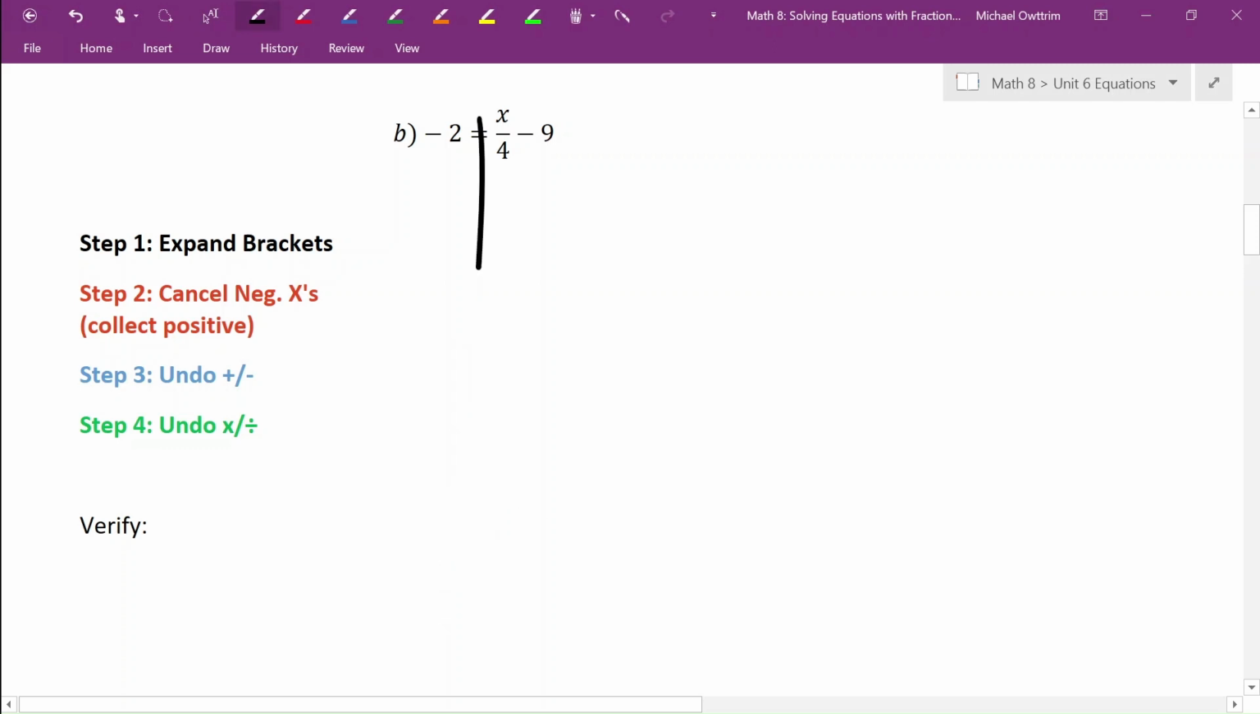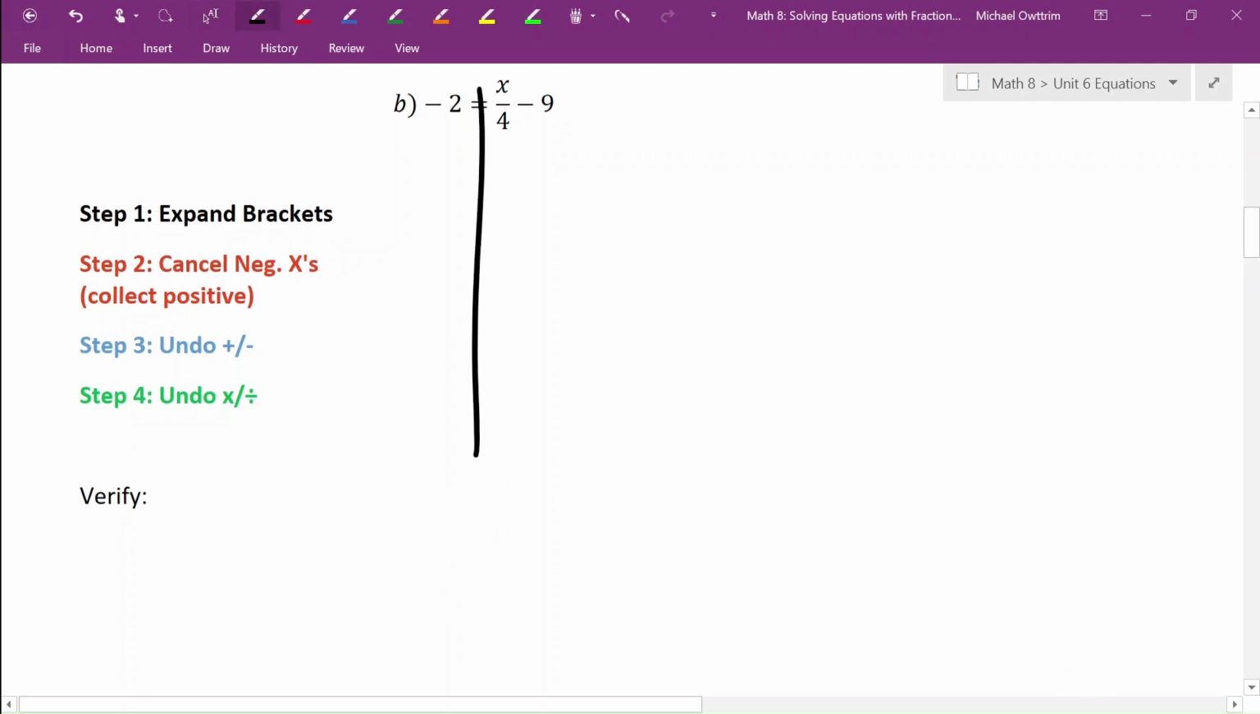In question B, we're again going to draw our wall. That's a pretty big wall. Okay, we're going to look for any brackets. I don't see any. I also don't see a negative sign on my x, but I do see something being added or subtracted to x. In this case, we are subtracting 9 from our x. The opposite of minus 9 is plus 9, and what I do to the right side, I do to the left as well. Minus 9 and plus 9 cancel out, leaving us with x over 4 on the right side.